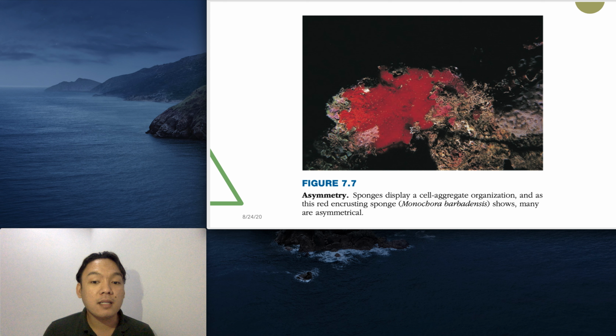So this is a sponge. As I said earlier, it displays a cell aggregate organization. This is a red encrusting sponge, Monocora barbadensis, which is asymmetrical. This is the free-form shape.